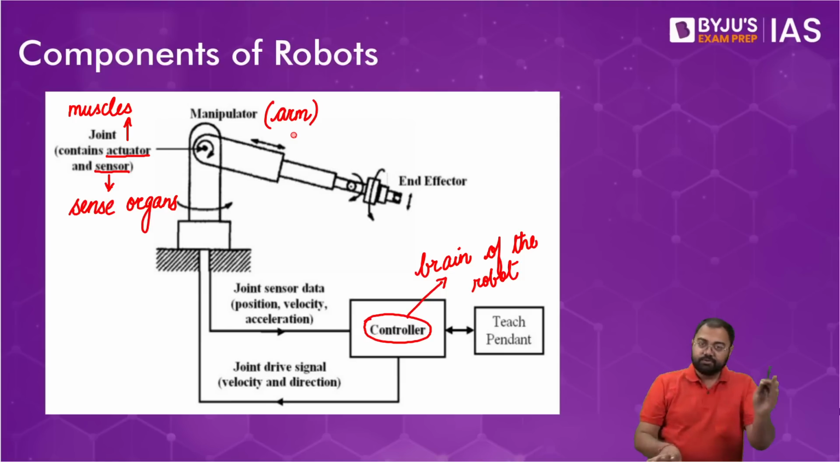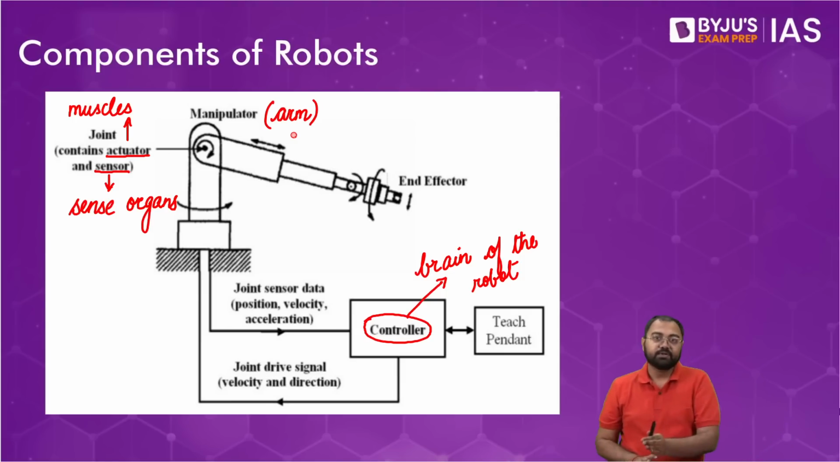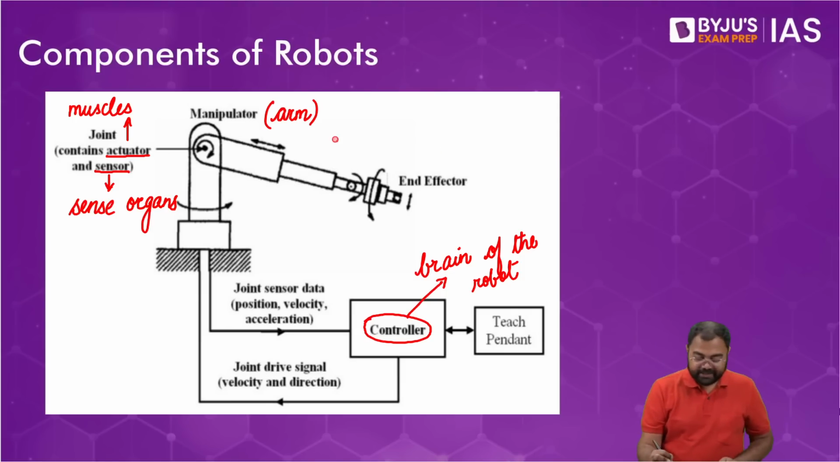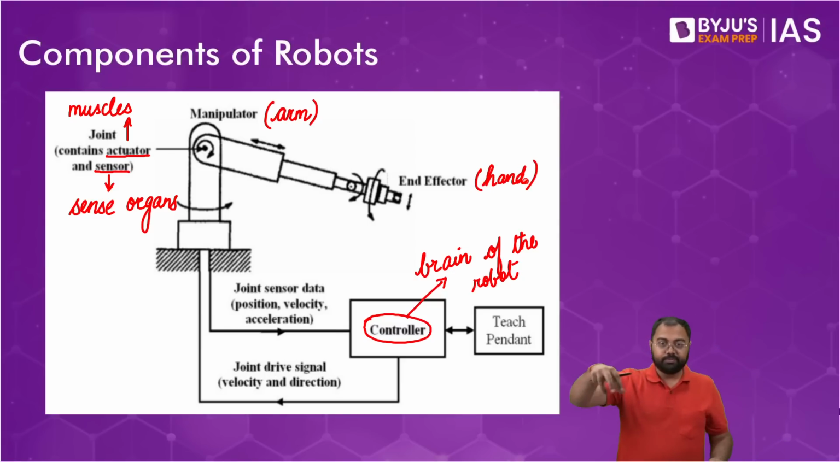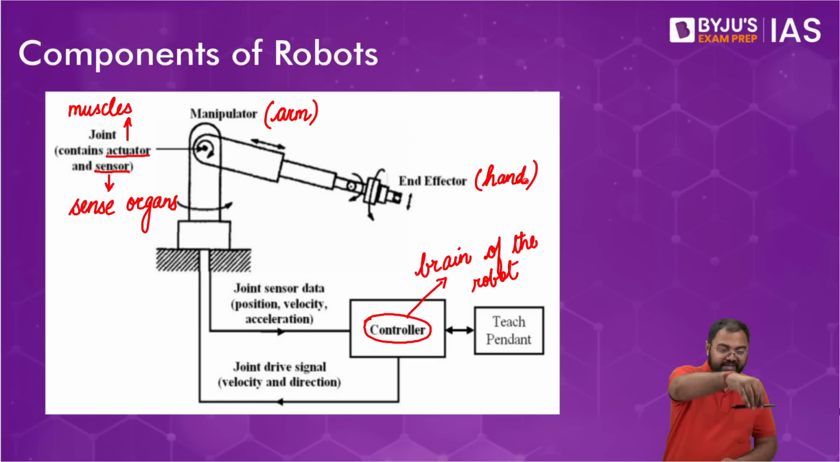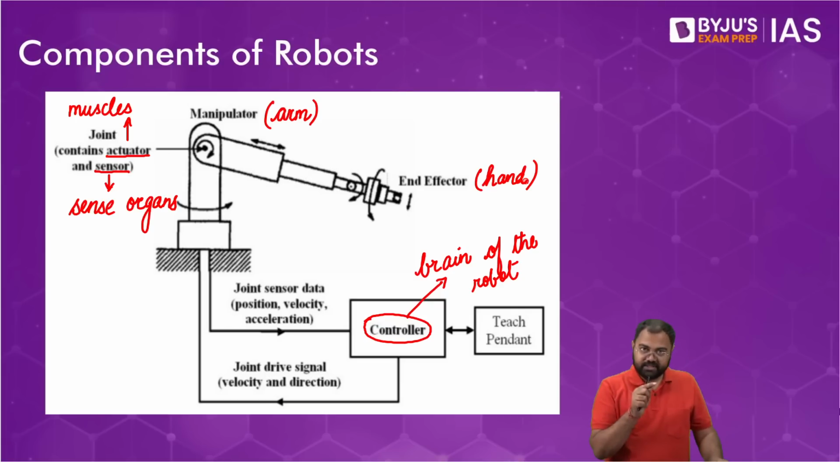A very similar role will be played by the manipulator of a robot. And then lastly we have the end effector, which is like our hands. So the final job will be performed by the end effector. When you have to pick something from one place and place it somewhere else, all these kinds of activities are basically done by the end effector.